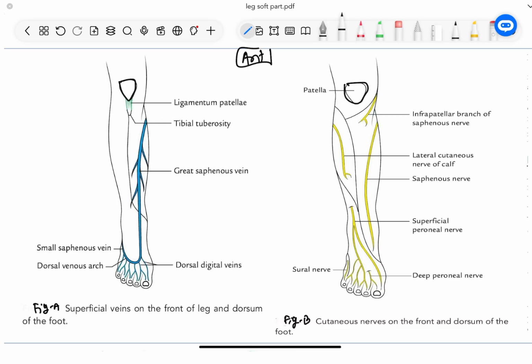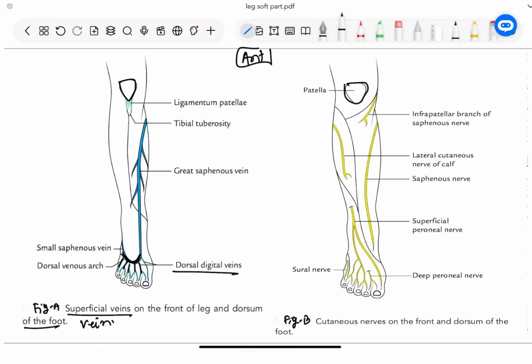So, first I am going to say figure A, here actually showing a vein. You can see superficial veins of the front of the leg and dorsum of the foot. Superficial fascia, I already said, contains vein, artery, lymphatics and nerves also. So, first let us start with the vein. You can see on the dorsum of the foot there is a dorsal venous arch. The dorsal venous arch is receiving from the dorsal digital veins. These are the dorsal digital veins.